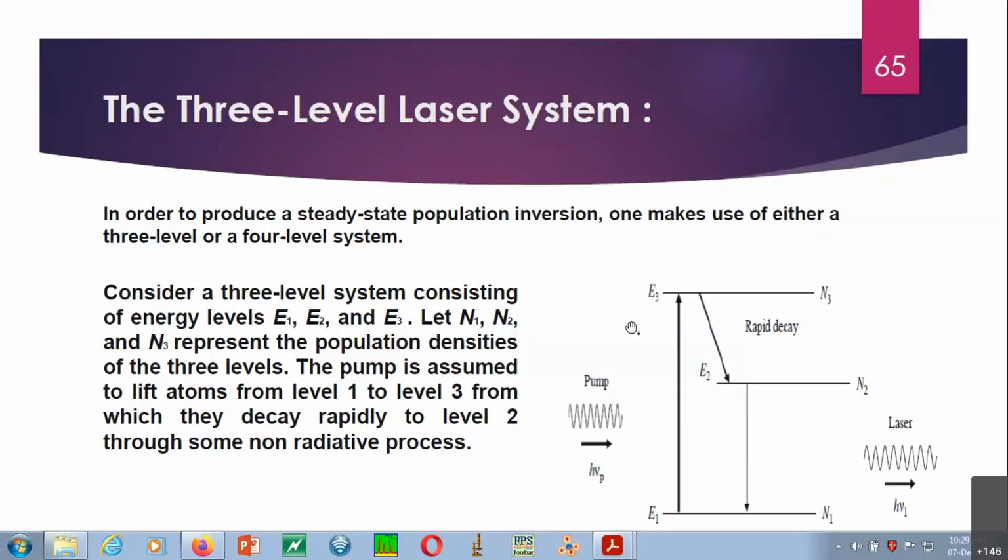So what you do is you always write: consider an atomic system having three energy levels. You write down the energies as well as the number of particles correspondingly. So that's what I have written here: E1, E2, E3, N1, N2, N3.